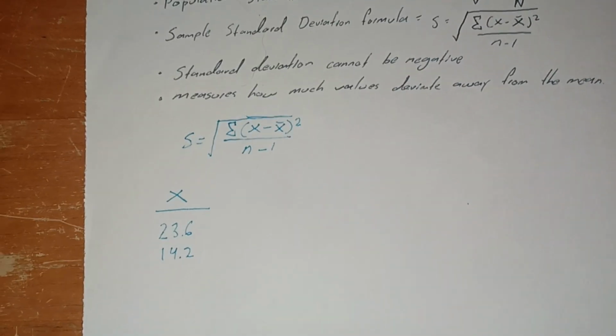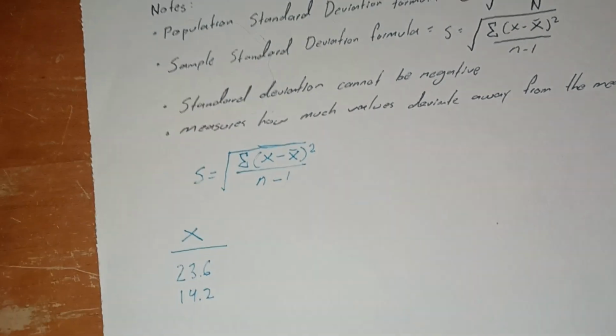So we have 23.6, 14.2. We're going to do that for all of the x values, and I'm going to come back and we'll see what we got.